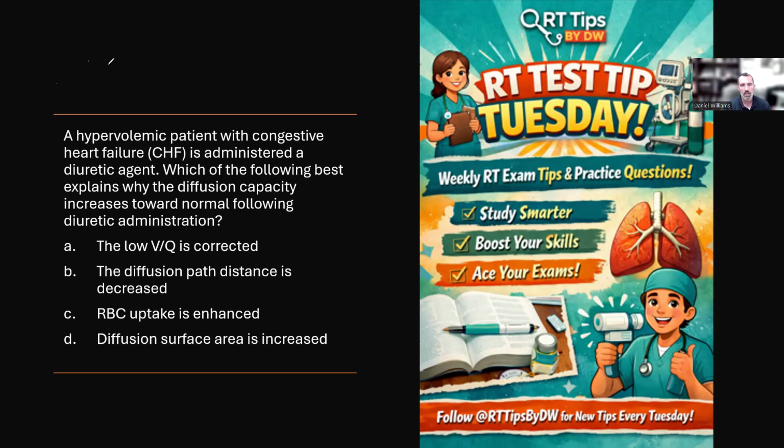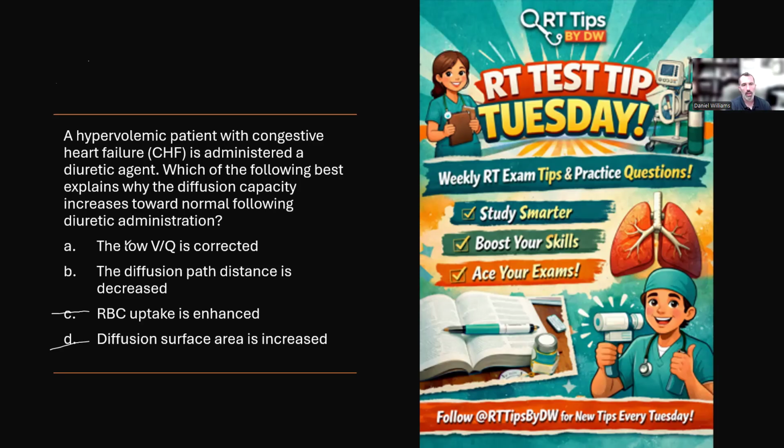We'll go to red blood cell uptake enhanced. That's not really going to be a situation that we're going to be concerned with. So mark that one out. And diffusion surface area being increased, probably can mark that one out as well. So I'm going to go through the answer choices. It talks about which of the following best explains the diffusion capacity and that it increases toward normal.